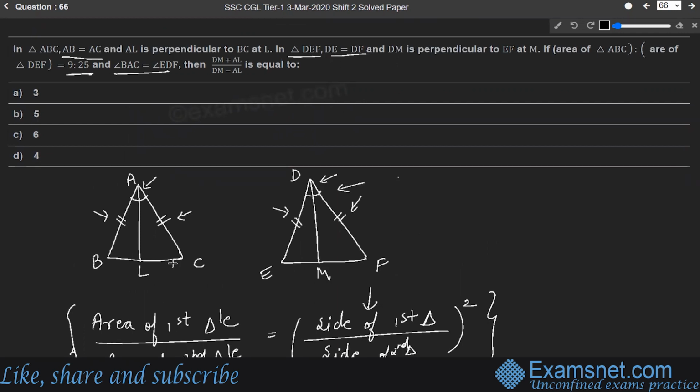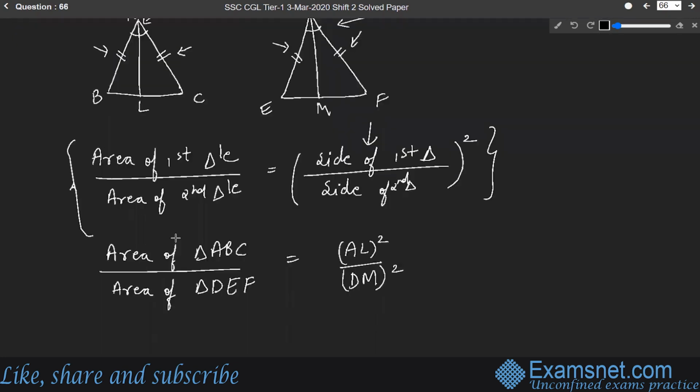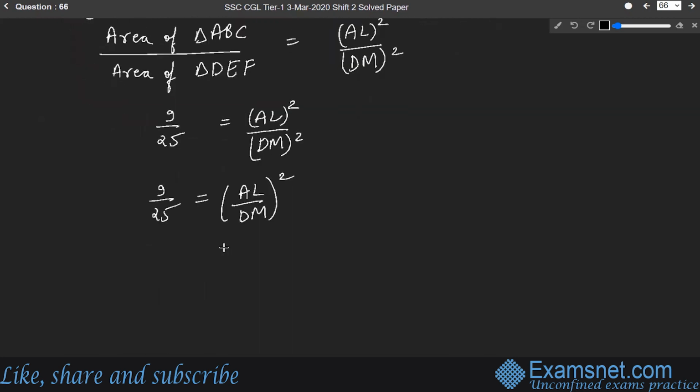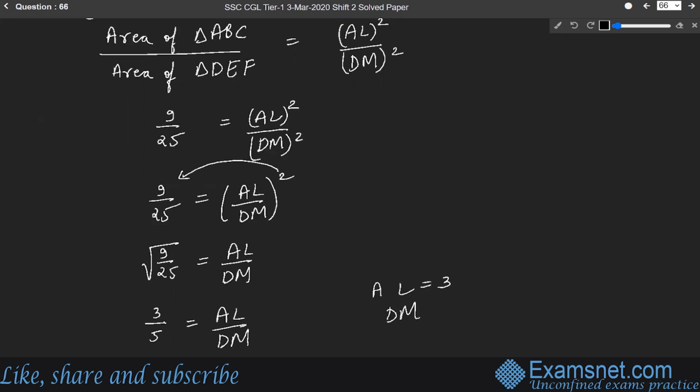Now, if we look at the question, a ratio is given to us which is 9:25. It is the ratio of the area of ABC and the area of DEF. It means that area of ABC divided by area of DEF is equal to 9/25, and this is equal to AL square divided by DM square. So we can write 9/25 is equal to AL divided by DM whole square. Now, if we transfer this power to the left hand side, the square root comes: under root 9/25 is equal to AL divided by DM. What is under root of 9? 3. What is under root of 25? 5. So 3/5 is equal to AL divided by DM. So it is very clear that AL is 3 and DM is 5.